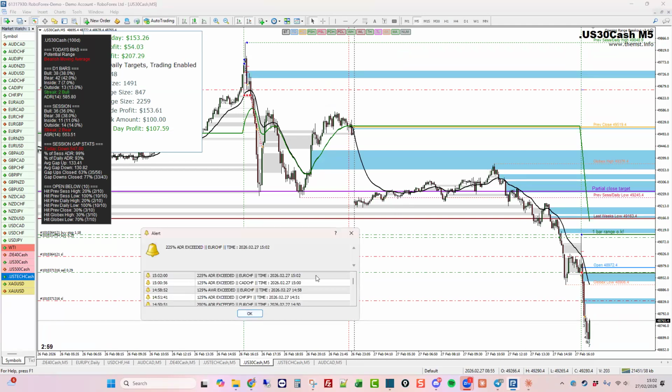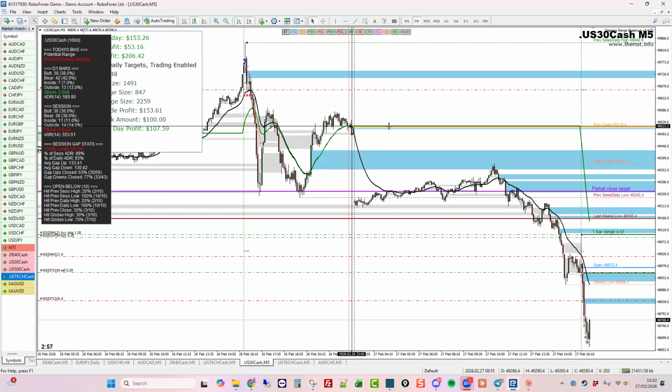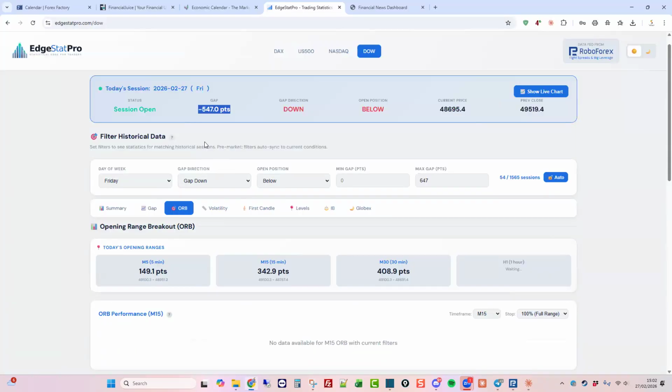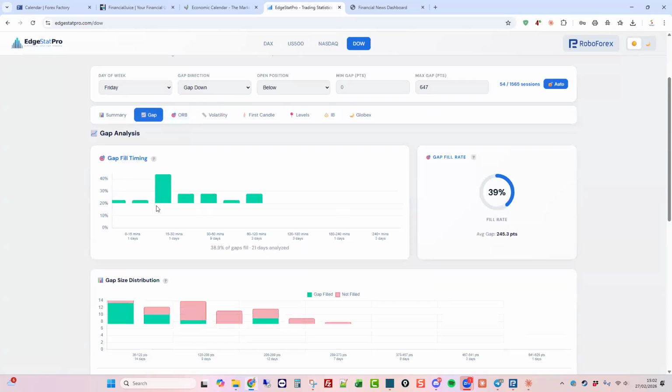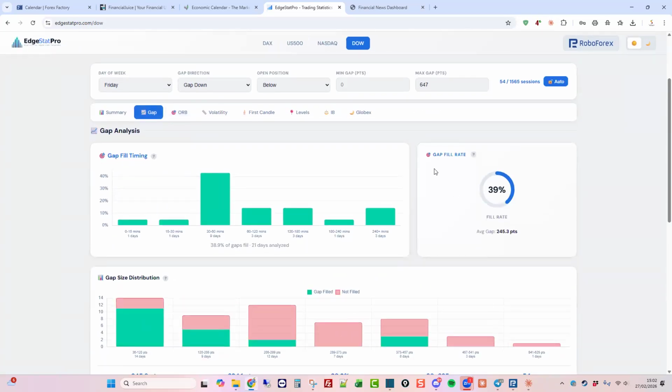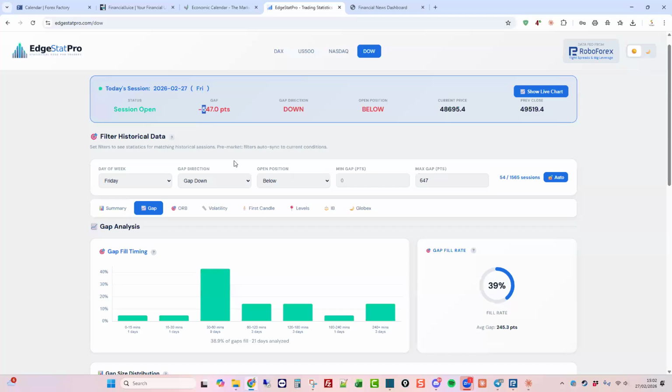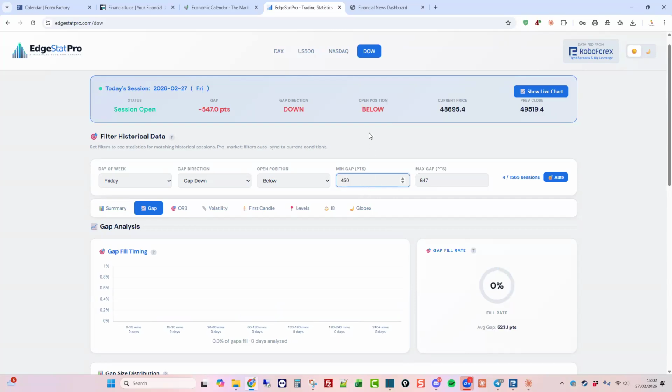Target hit on the Dow. Look at that previous close there. The probabilities of hitting that are virtually none, 39% of the time. But if we move that up, so 547, let's say, a 450-point gap is huge on the Dow, isn't it? They never fill. Yeah, that's not going to fill, is it?